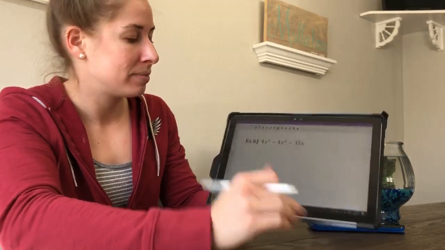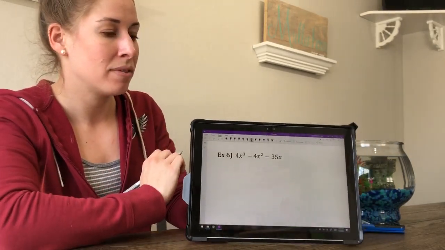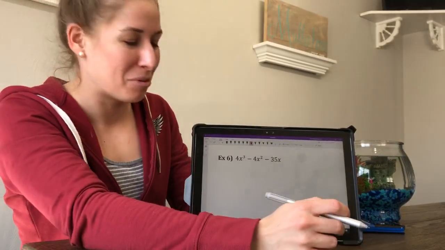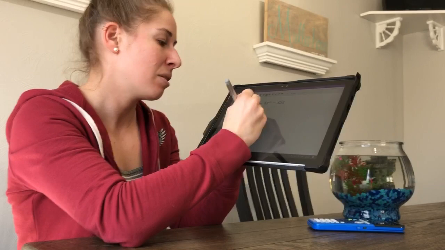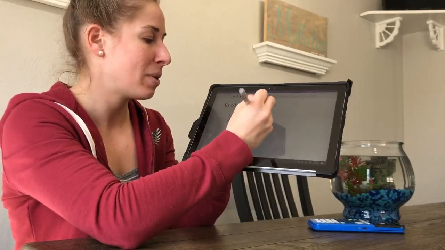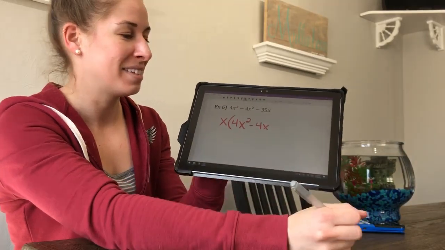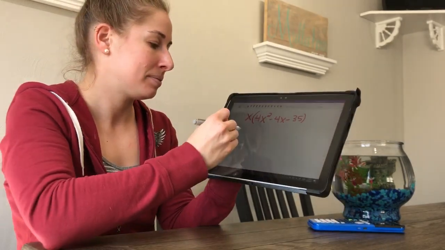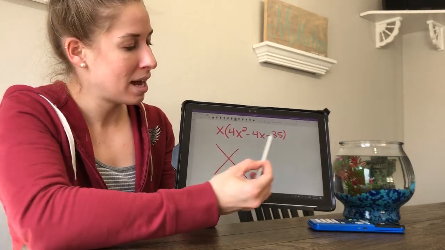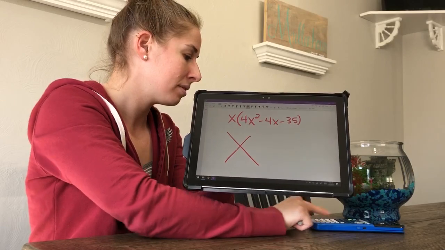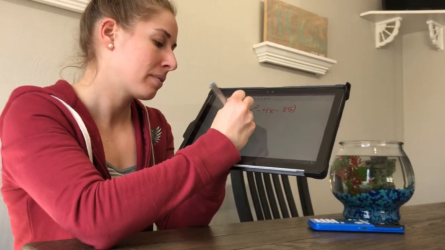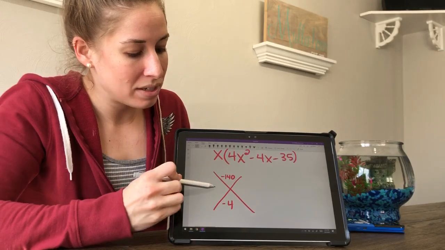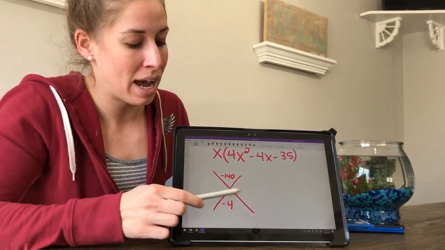So factor it out. If you look at the numbers, 4, -4, and -35, there's not a number that you can factor out of all of them. All right, so factor out the x. And then what's left? 4x squared minus 4x minus 35. Okay, so you factored out your common monomial. X in a box. Remember, you're multiplying A times C, so 4 times -35 is -140. And then -4 goes at the bottom. You should be asking yourself, what times what gives me -140, but when I add them, I get -4?